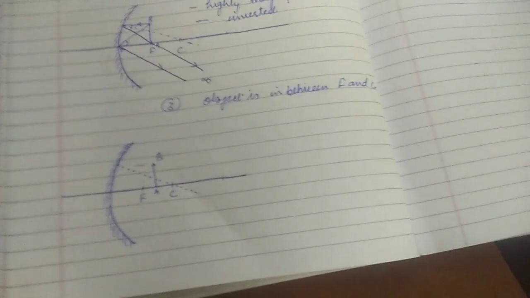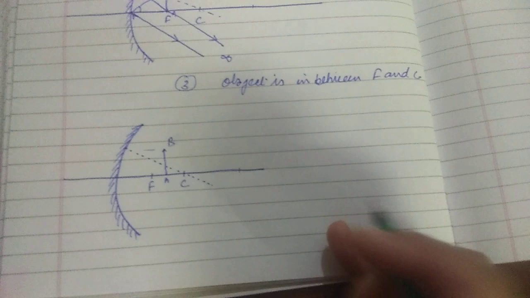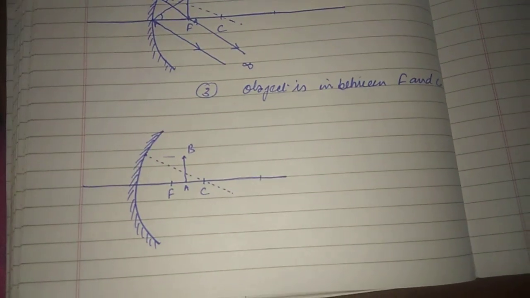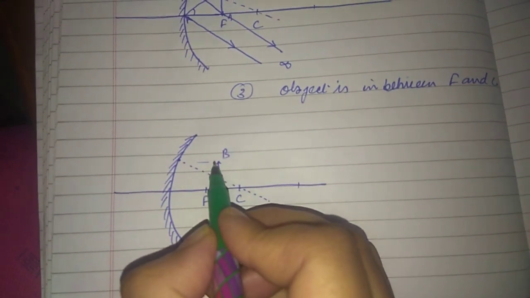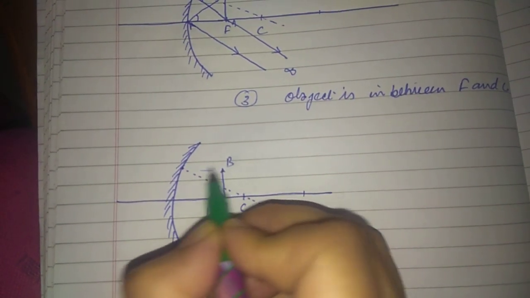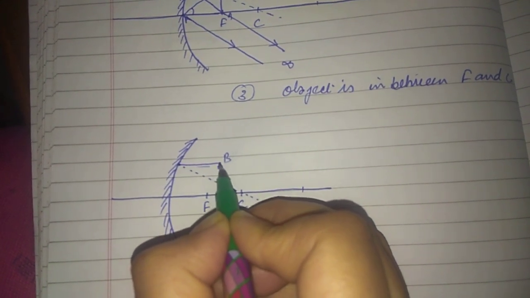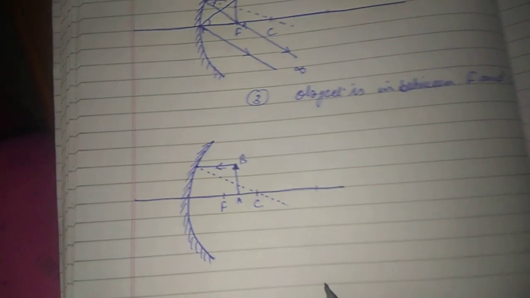Taking the third case, when the object is between the focus and the center of curvature. So I have already drawn this normal by joining this point with the center of curvature, because the ray which is parallel to the principal axis is going to fall here at this point. So from this point I have drawn a ray which is parallel to the principal axis.